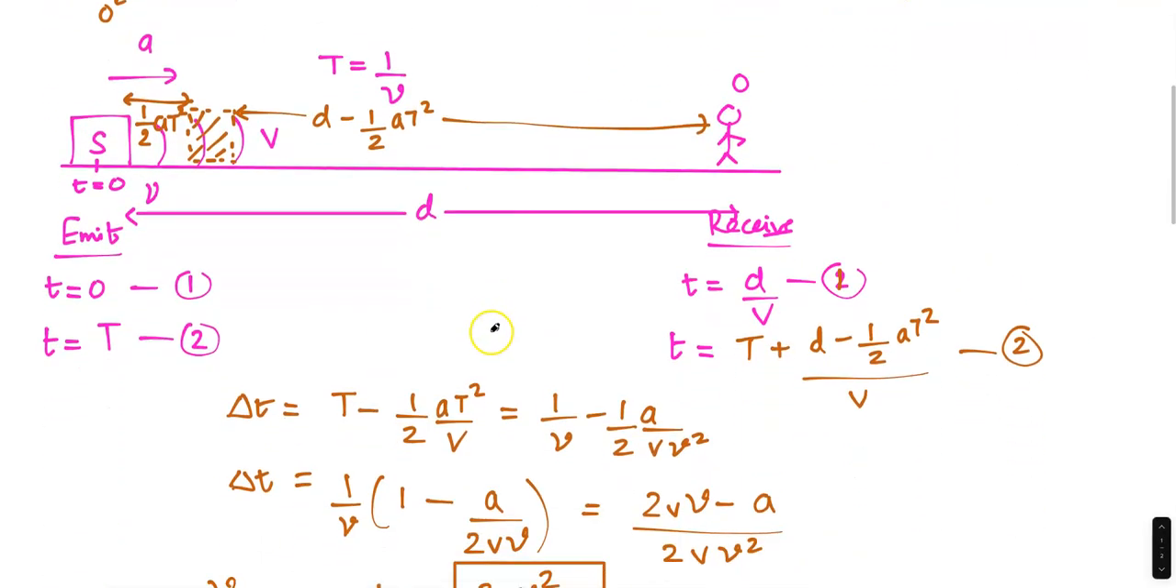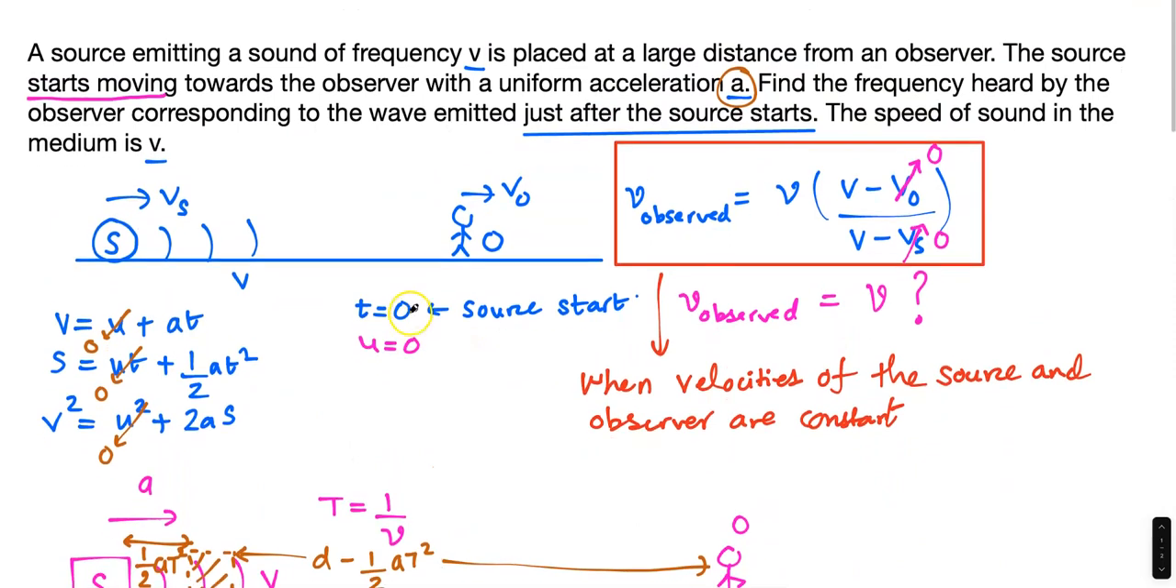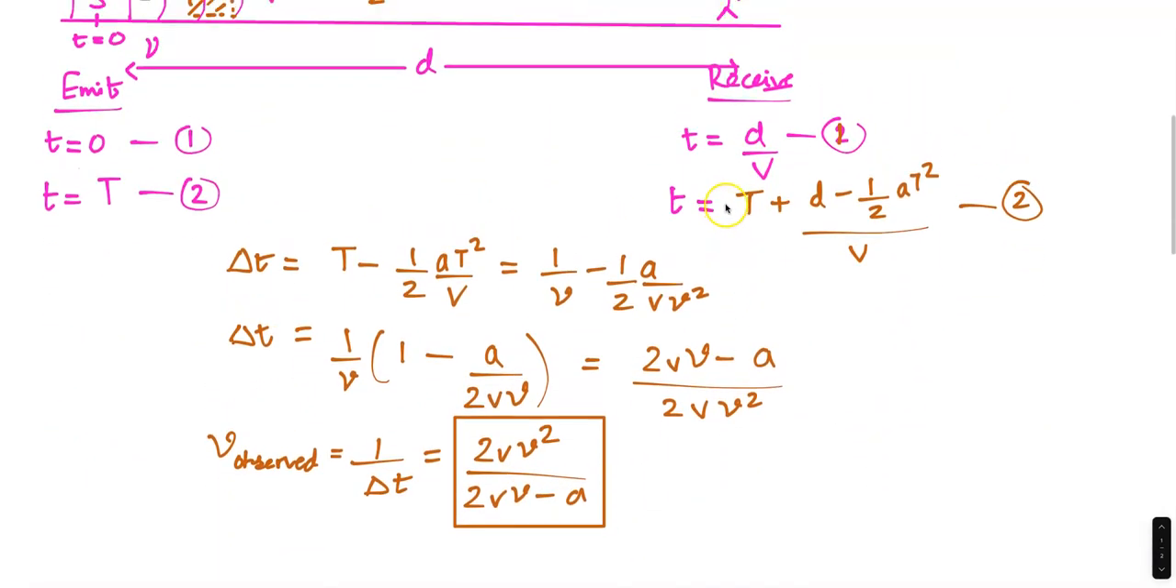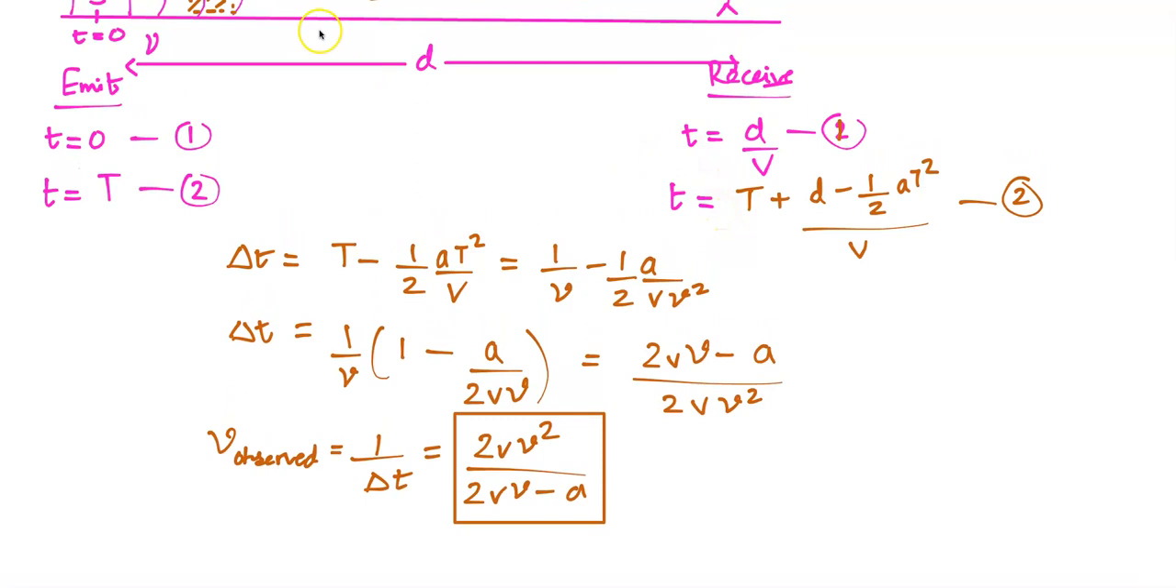And before I finish, I just have one question for you. So remember, the problem asked us to find the frequency heard by the observer corresponding to the wave emitted just after the source starts, right? So it's not just at any time, but at a very particular time, so just after the source starts. And that is what we did, right? And my question for you before we finish for today is, how is the frequency going to change? So what if you consider the third wave that the source emits and the third wave that the observer receives, and then find the frequency using the difference between 2 and 3. So is that going to be the same? Or is the frequency going to increase with time or decrease with time?